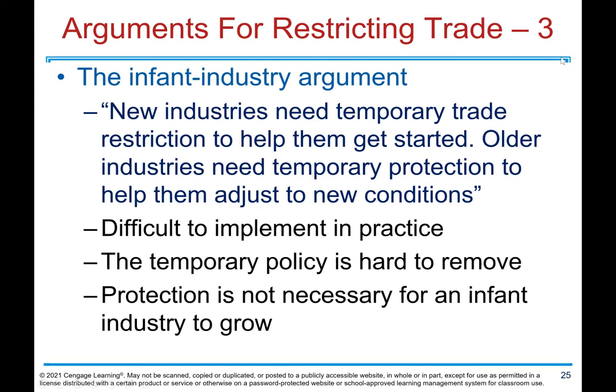Arguments for restricting trade. Three, the infant industry argument. New industries need temporary trade restriction to help them get started. Older industries need temporary protection to help them adjust to new conditions. It is difficult to implement in practice. The temporary policy is hard to remove. Protection is not necessary for an infant industry to grow.